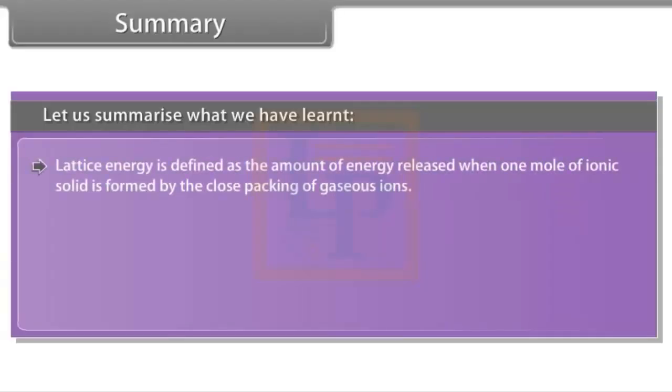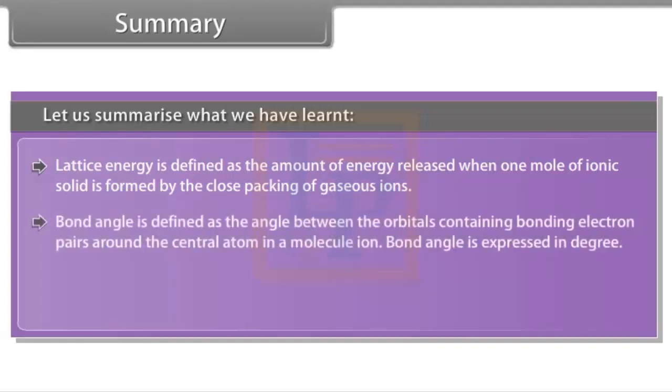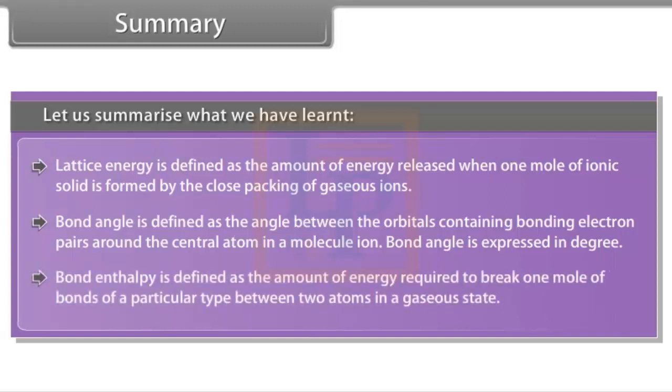Lattice energy is defined as the amount of energy released when 1 mole of ionic solid is formed by the close packing of gaseous ions. Bond angle is defined as the angle between the orbitals containing bonding electron pairs around the central atom in a molecule or ion. Bond angle is expressed in degrees. Bond enthalpy is defined as the amount of energy required to break 1 mole of bonds of a particular type between two atoms in a gaseous state.